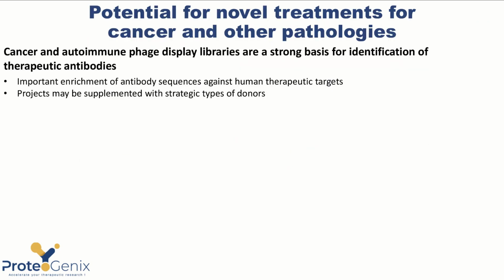Thus, to summarize and extrapolate these principles we have discussed to their potential for the identification of therapeutics for cancer and other pathologies, we at Proteogenics have our cancer and autoimmune libraries, which are a strong basis for the identification of therapeutic antibodies, as they capture an important enrichment of human autoantibodies. As shown for COVID-19, we can also supplement these libraries with specially constructed libraries, again with strategic donors from desired target pathologies.